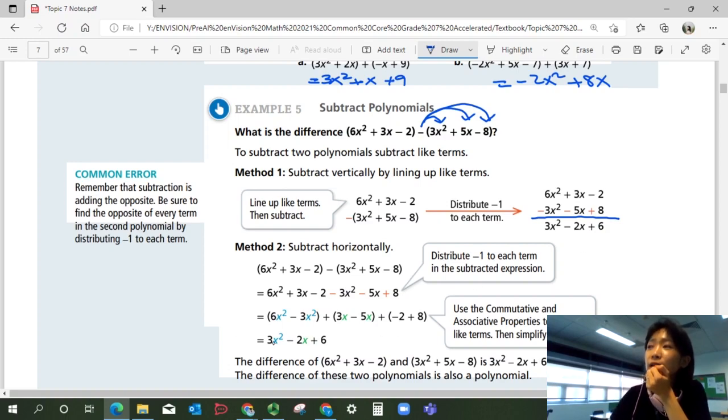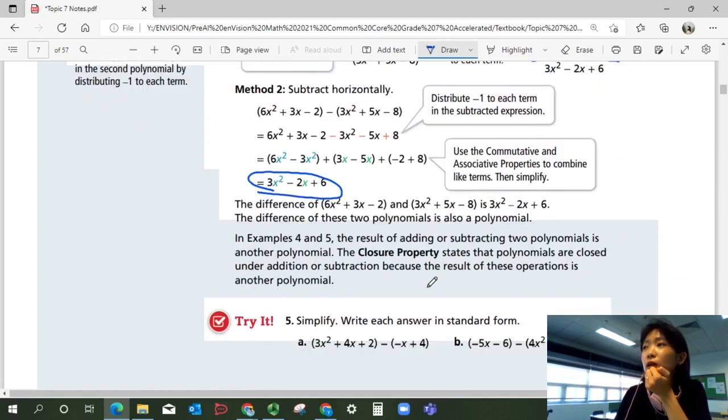Just make sure at the end you have the answer in standard form with the greatest degree term first and then your constant, if you have one, last. Okay? So the difference, just make sure you subtract all the terms of the second polynomial. All right, let's try number 5A and B. Pause the video and come back when you're ready for answers.